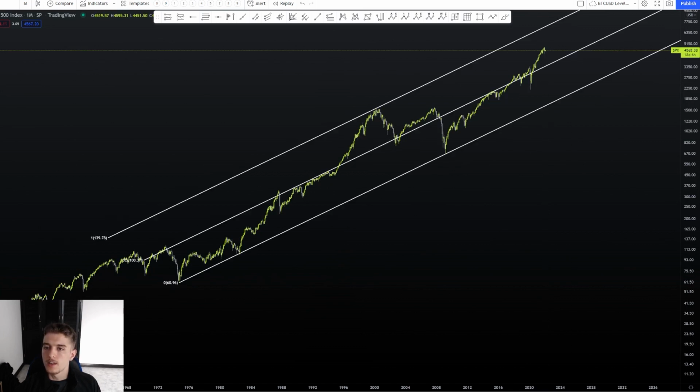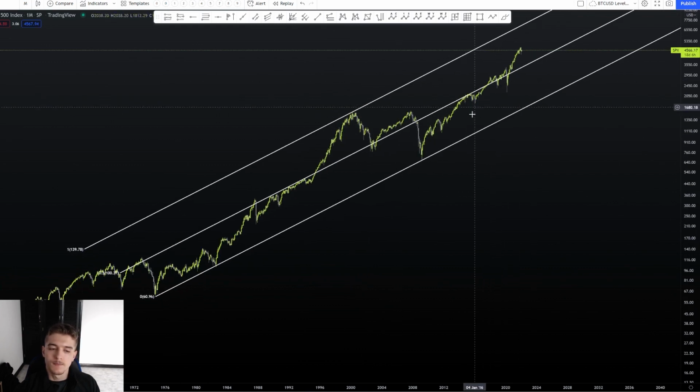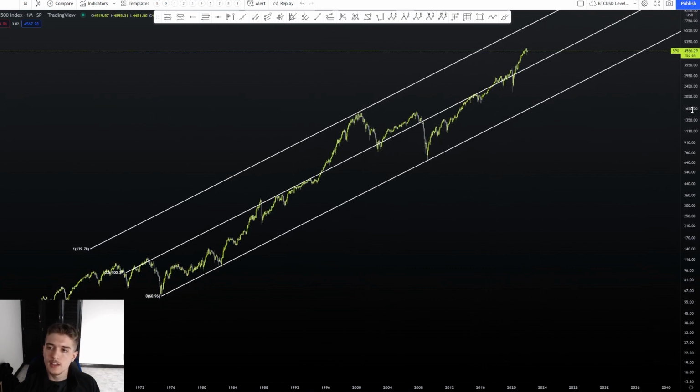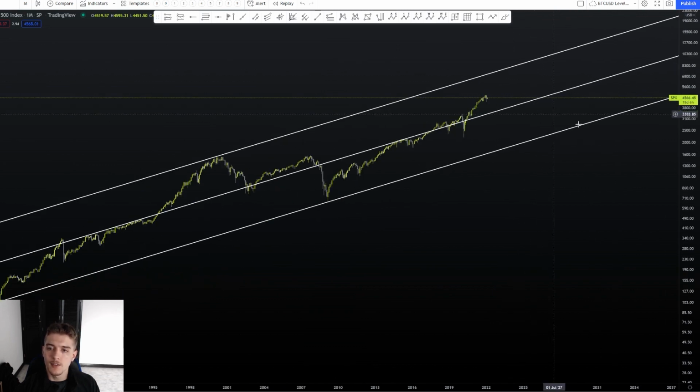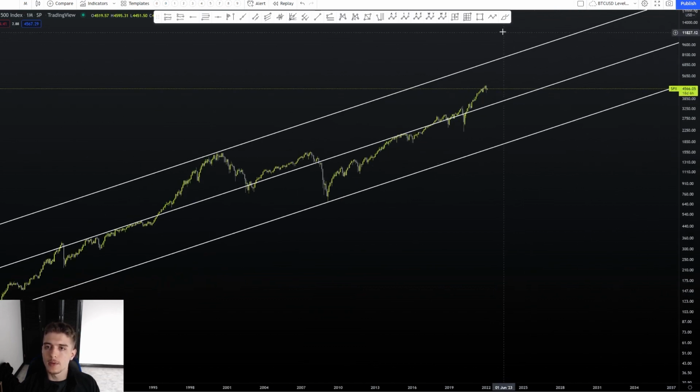Another one would be this channel right here, which I'm not as big of a fan of, but you still do get nice reactions around the midline, especially right here. You get one right here, and you get a couple here and here. And in this case, we'd be coming a little bit higher for the wave 5, which would make sense if it would be an extended wave 5.